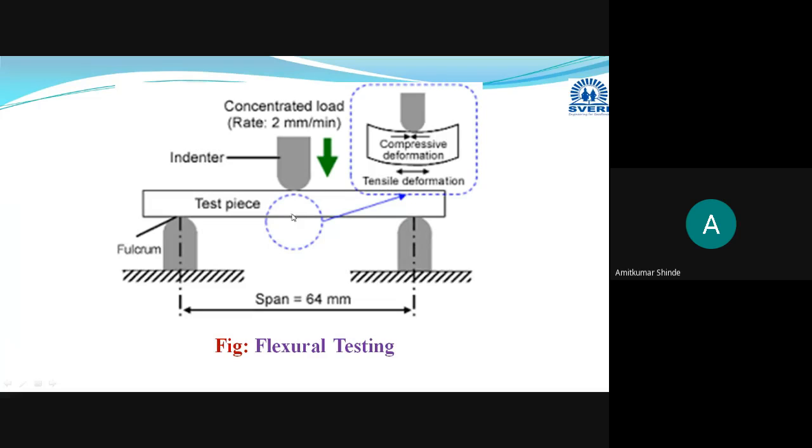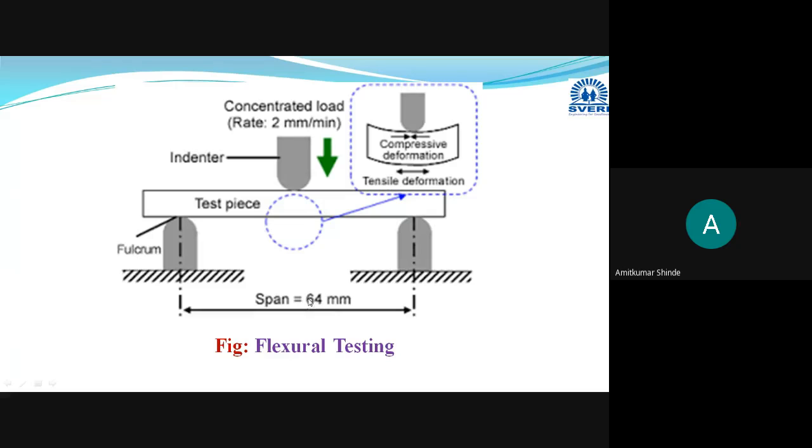The outer fiber of that particular test specimen, or that particular plastic material, will be termed as the flexural strength. Under this flexural testing we are going to determine the flexural strength of that material, and that flexural strength is nothing but the maximum amount of stress that can be carried by that material at the outer fiber before the crack occurs, or the failure of that plastic material occurs. So this is the flexural testing. This is the arrangement.